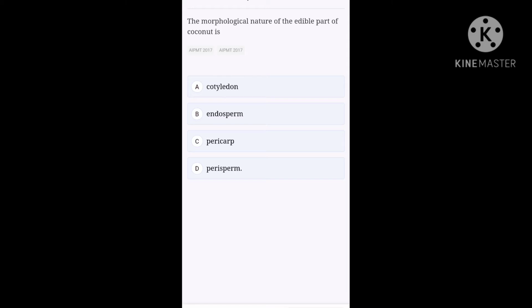Next one. The morphological nature of the edible part of coconut is option A cotyledon, option B endosperm, option C pericarp, option D perisperm. Option B, endosperm is the correct option for this question.